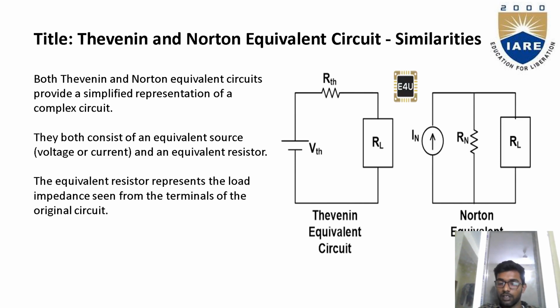We saw that in Thevenin's equivalent circuit, the equivalent resistance is called RTH, Thevenin's resistance, and the voltage is called Thevenin voltage. It means the equivalent voltage from the complex circuit. And we saw that RL means load resistance. And in the Norton circuit, the equivalent resistor represents the load impedance seen from the terminals of the original circuit.